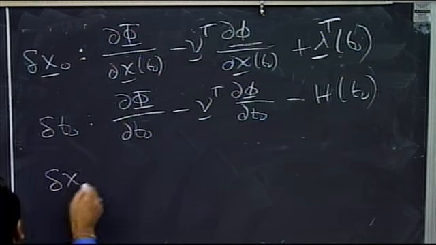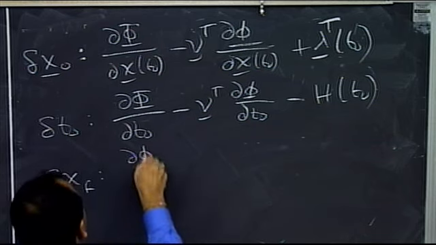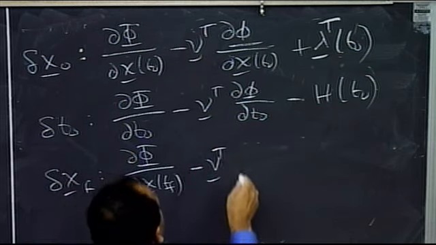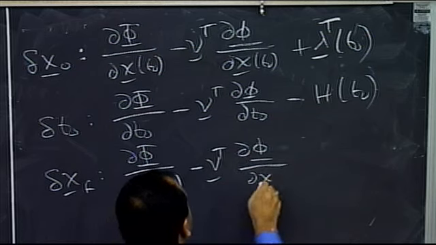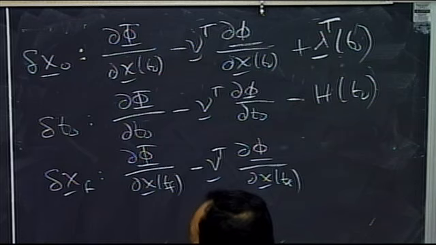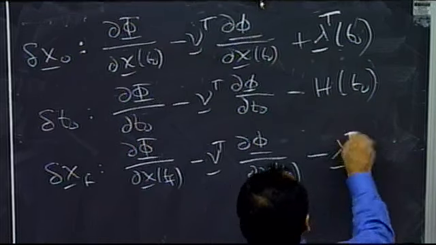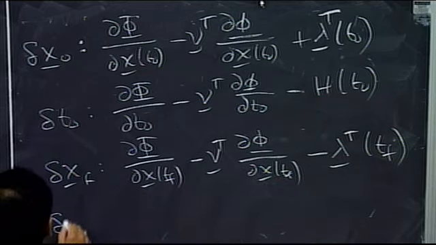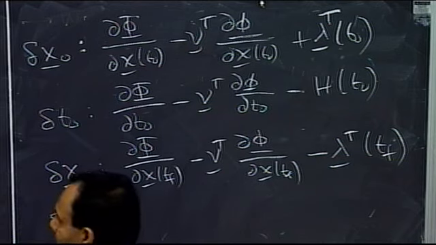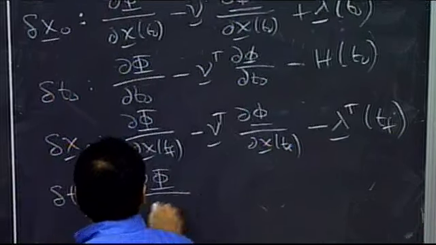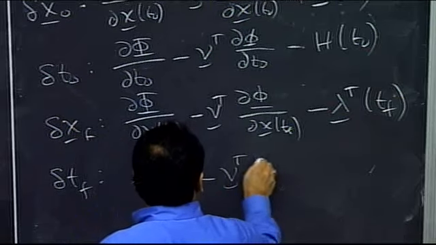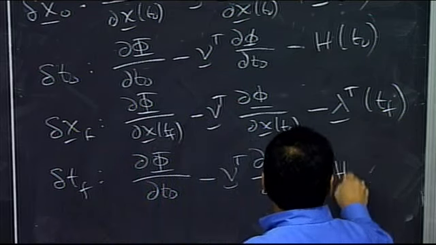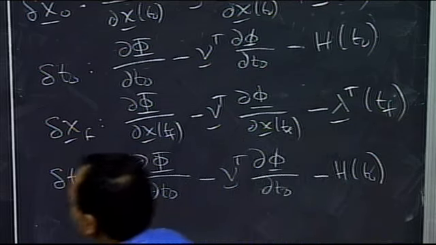Now the variation in xf, I've got the partial of phi with respect to x at tf minus nu transpose times the partial of little phi with respect to x at tf. That's that term over there. And then I've got minus lambda transpose at tf. That's this term. And then the variation in tf, I've got the partial of phi with respect to tf minus nu transpose times the partial of little phi with respect to tf, and then I've got plus h of tf. Okay? So that takes care of those.